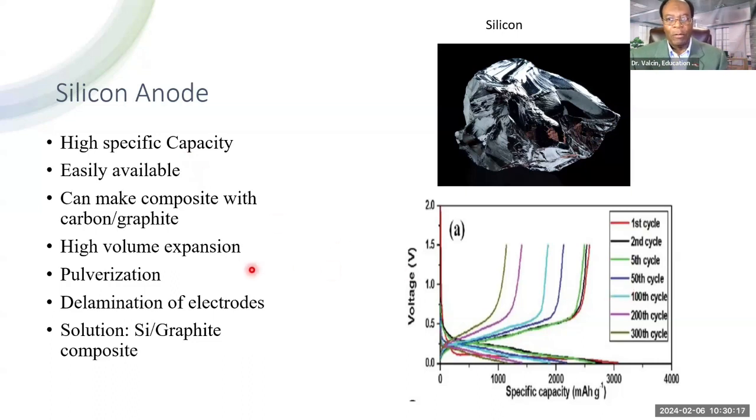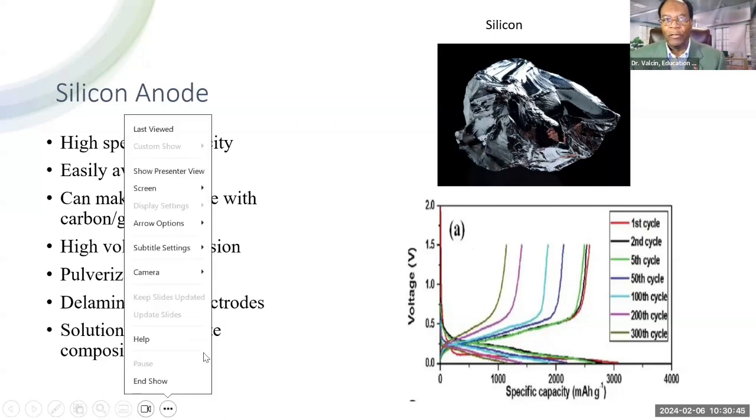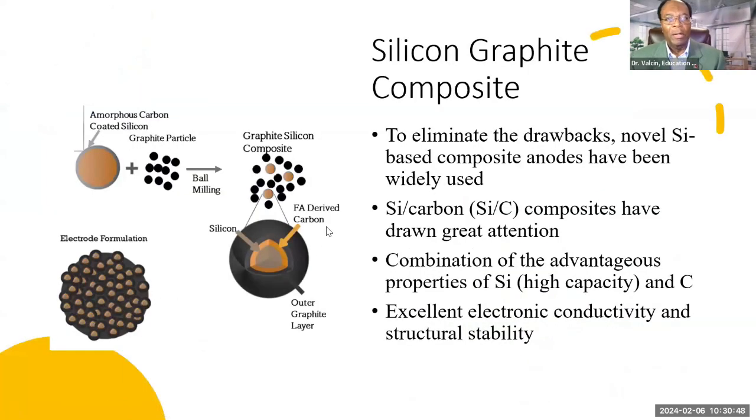Our presenter is now having that slide about silicon anode, which is very powerful. It has a high capacity. You can find it everywhere. It's easily available. You can make a composite with carbon and graphite. It has high volume expansion. Those are the things that we can get right now from our subject matter expert.